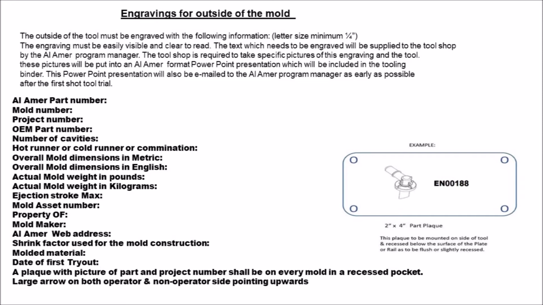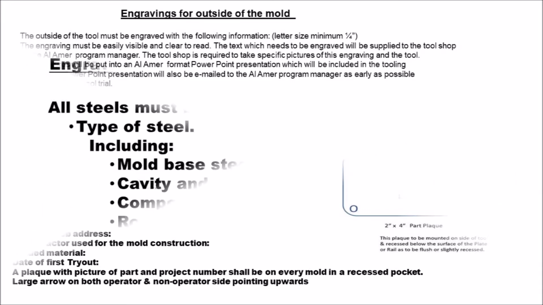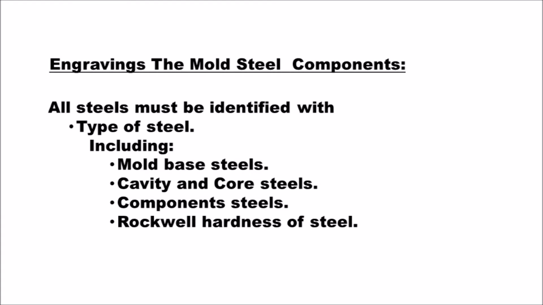Shrink factor used for the mold construction. Molded material. Date of first tryout. A plaque with a picture of the part and project number shall be on every mold in a recessed pocket. Large arrow on both operator and non-operator side pointing upwards. Engravings for the mold steel components.